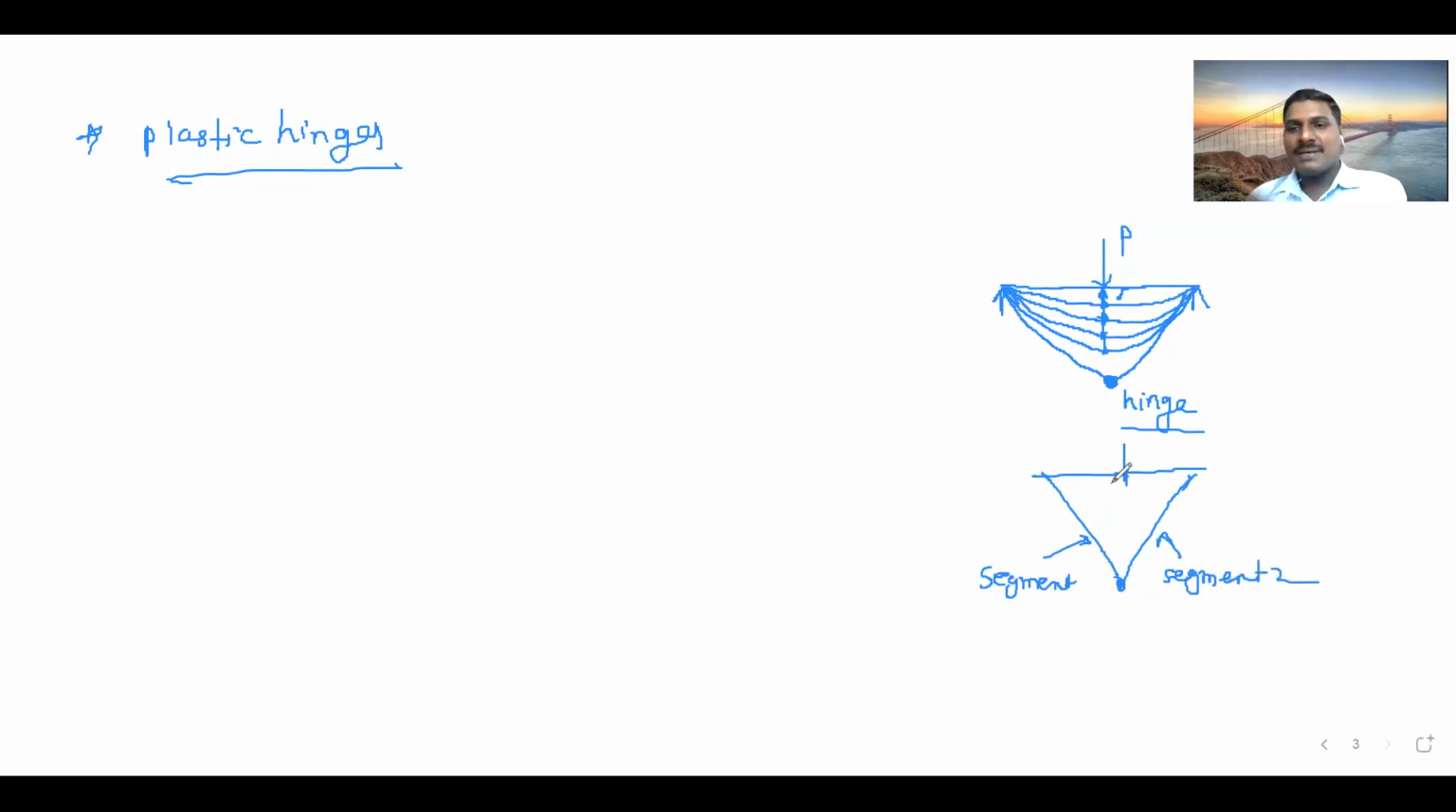This beam forms in two segments, and at the center a hinge forms. So formation of hinge, it means what?